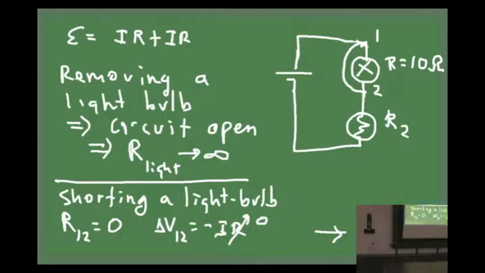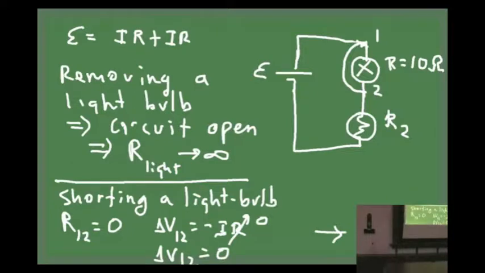To begin with, there's no infinite in the real world, so that is not a possibility. The current is going to have some finite number determined by the EMF of the battery and the net resistance of that circuit, which is R2. And so the current is not 0. Therefore, the difference in potential between 1 and 2 must be 0 when you do that.